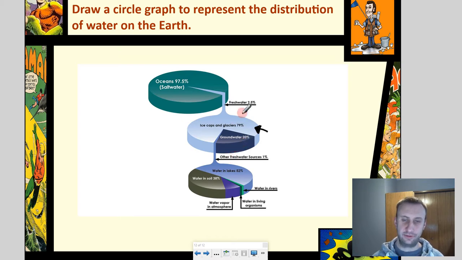So 79% ice caps and glaciers, 20% is groundwater, which leaves us 1% of that. So just to track, 2.5%, 20% of that 2.5% is groundwater. So 1% of that 2.5% is freshwater sources. 52% is water in lakes. We are very lucky in Canada that we have a huge amount of lake water. And then we have 38% is water in soil. We have some percentage that is not defined here as water vapor in atmosphere, water in living organisms, and water in rivers.